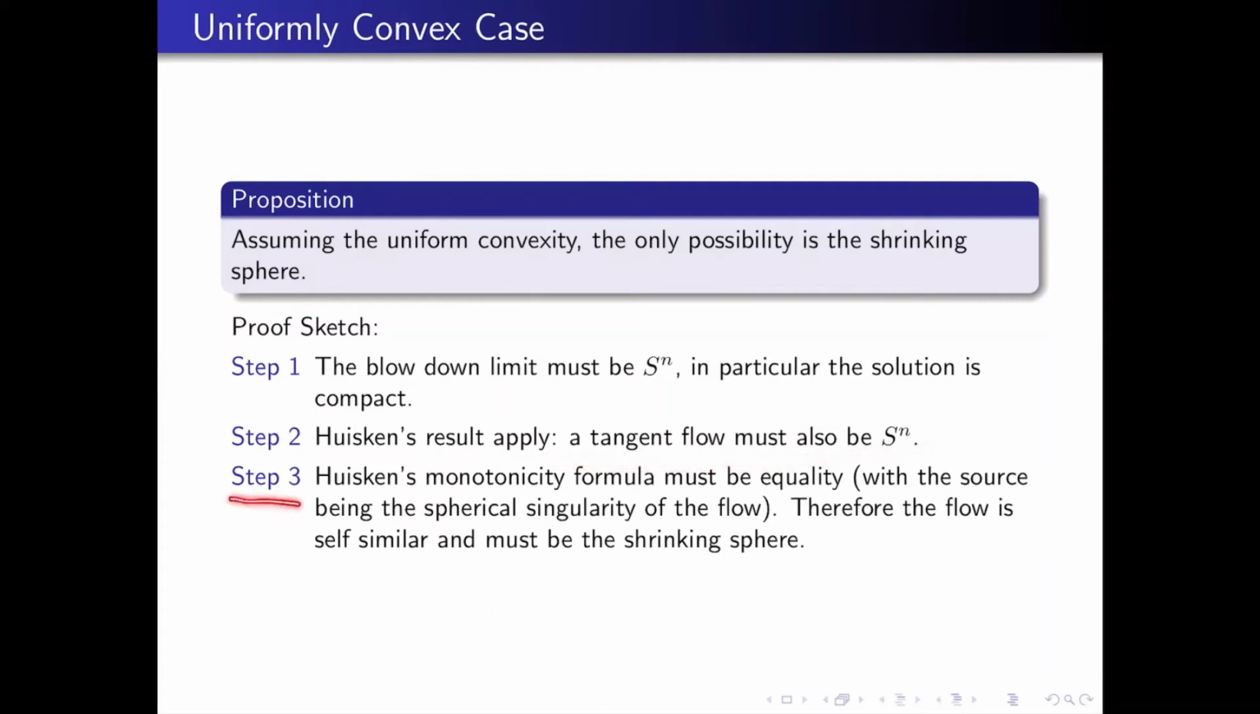And then in step 3, we can apply Huisken's monotonicity formula with the heat kernel being sourced at the spherical singularity of the flow that we have proved above. And then we can also show that this monotonicity formula must be an equality, because the blow-down and blow-up, or the tangent flow, are the same object. Therefore, this equality case for Huisken's monotonicity formula would imply that the flow is self-similar and has to be a shrinking sphere.